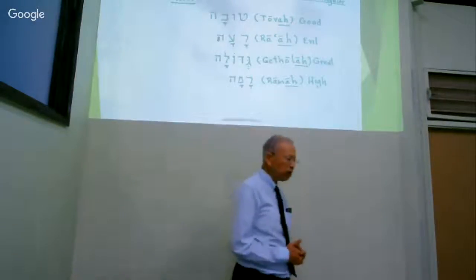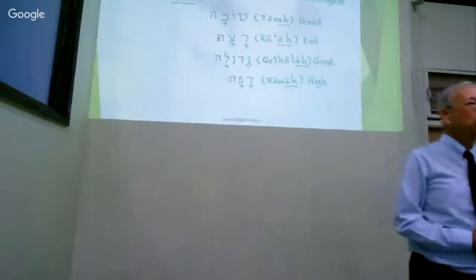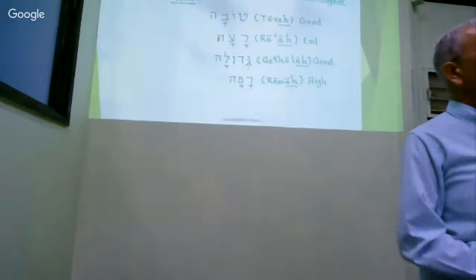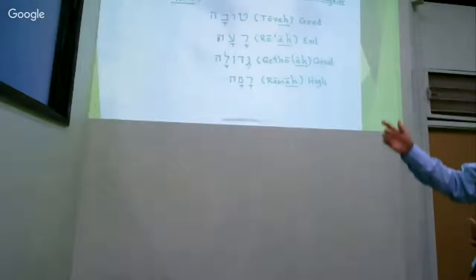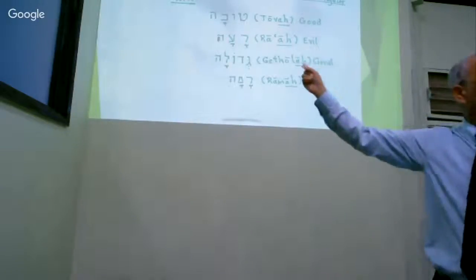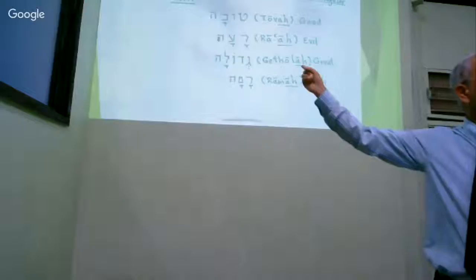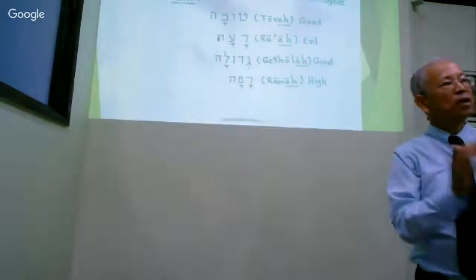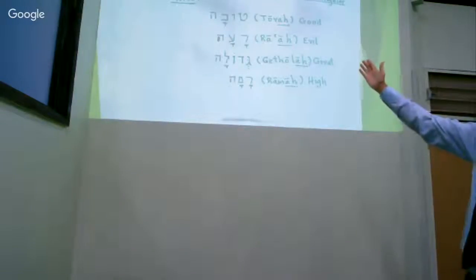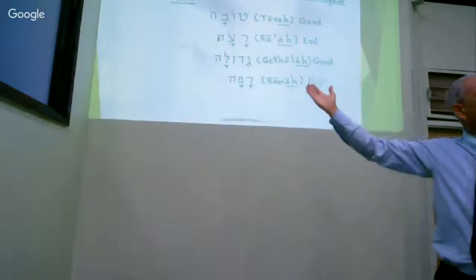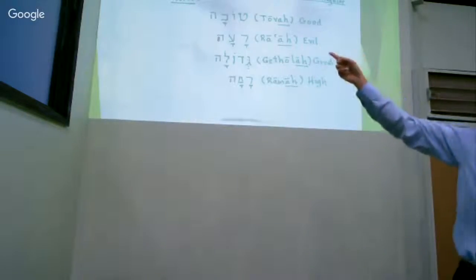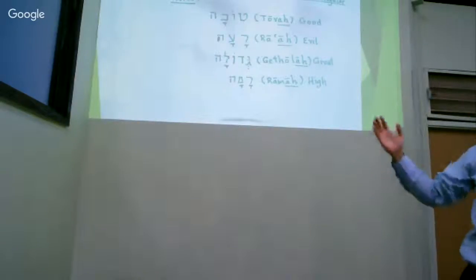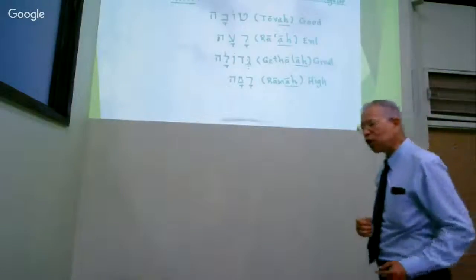Now, if I were talking about Mrs. Tito Williamson, or let me just say Mrs. Williamson, is good, then I would be right in using Tova, because it's Tito's wife. That is the female. And so the feminine form would go with her. Mrs. Williamson is good. Tova. So for Mr. Williamson, it is Tov. But for Mrs. Williamson, it is Tova.